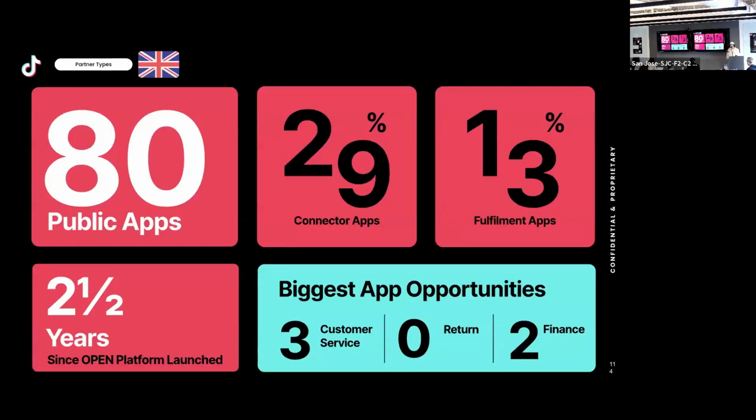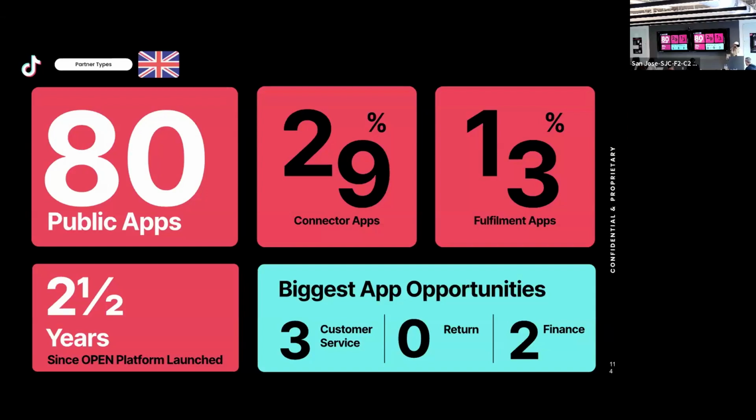So what does our market look like today in the UK? We've already got over 80 public apps that are available through our UK Seller Center, which is really strong. 29% of those are coming from our connector apps. Think of those connecting your Shopify stores to TikTok Shop, really productizing the core e-commerce operations that you might be using for TikTok Shop. That's syncing your products, managing your orders, sharing the fulfillment information back to TikTok Shop. 13% of those are concentrating on fulfillment, and we're doing a really good job of covering all those bases. We're making it really easy for our sellers to connect to TikTok Shop, bring their products, and sync their orders.